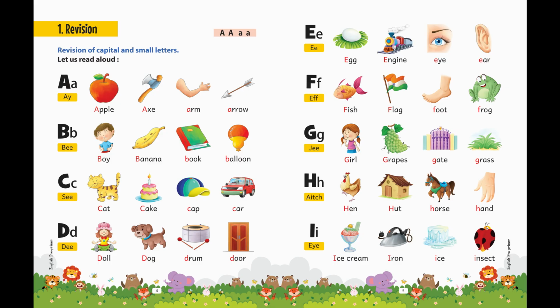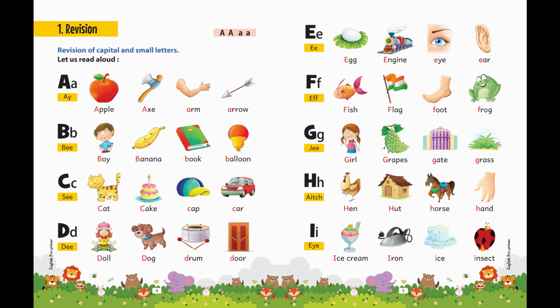C says C. C for cat, cake, cap, and car. D says D. D for doll, dog, drum, and door. E says E. E for egg, engine, eye, and ear. F says F. F for fish, flag, foot, and frog. G says G. G for girl, grapes, gate, and grass.